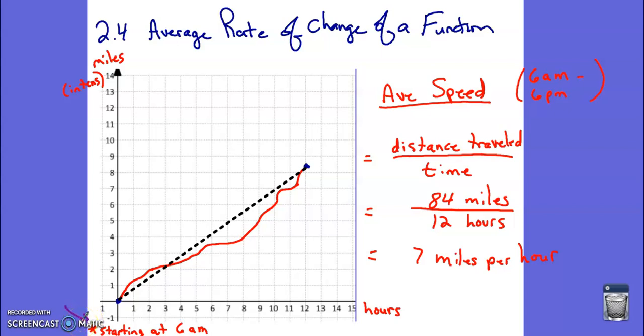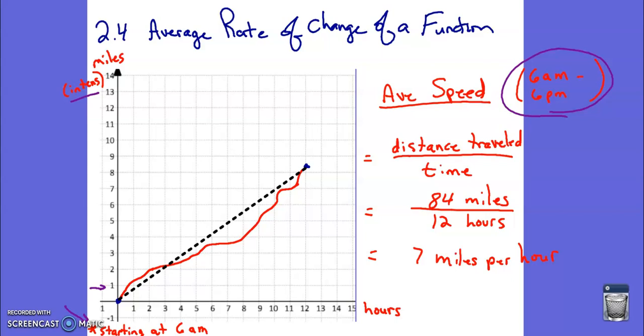This is based on hours and miles, noting in tens, so this would be 10 miles, 20, 30, 40, and so forth. I want to know the average speed between 6 a.m. and 6 p.m. Well, average is just the distance traveled over the time. Between 6 a.m. and 6 p.m. we have a 12-hour time frame, so we're going from 0 to 12.